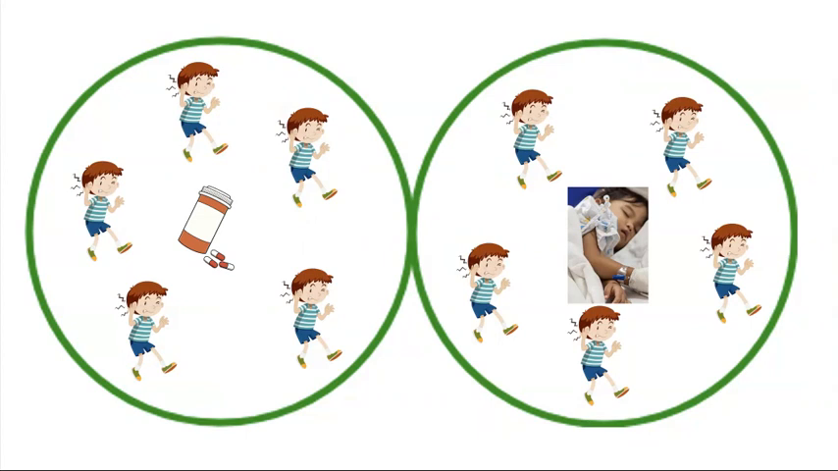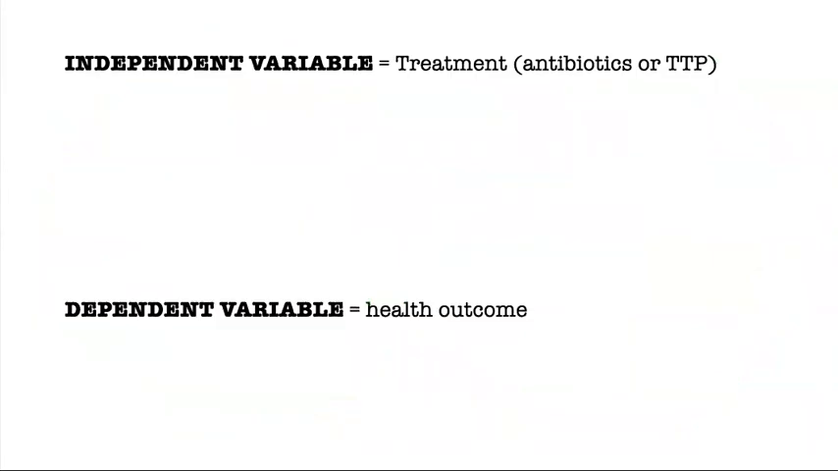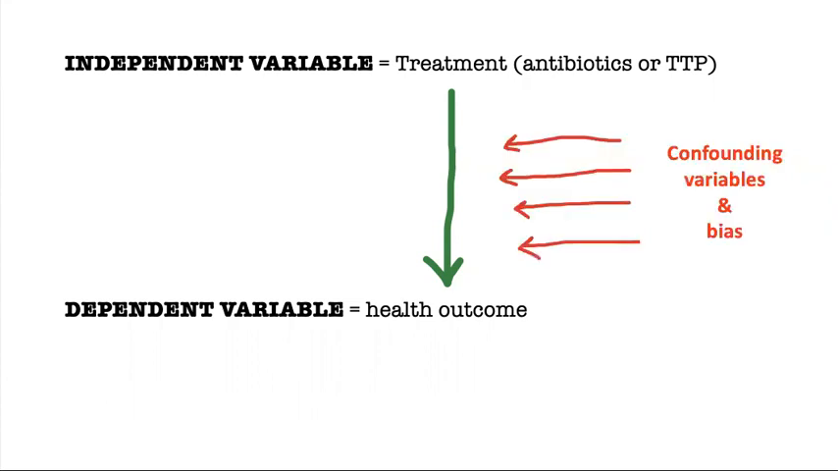Whoa, what are variables? All right. So an independent variable in this study is the treatment. And the dependent variable in this study is the health outcome, right? And in a perfect world, the treatment will directly lead to the outcome. So in other words, the outcome depends on the treatment, right? But we don't live in a perfect world. In the real world, a phenomenon called confounding variables and bias affect this relationship, and we need to understand this.